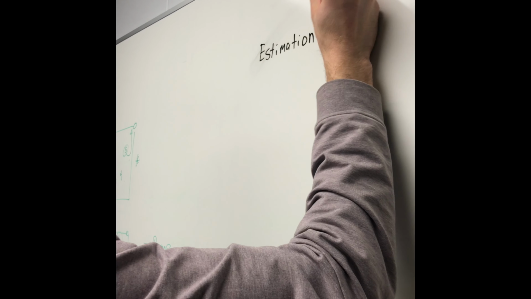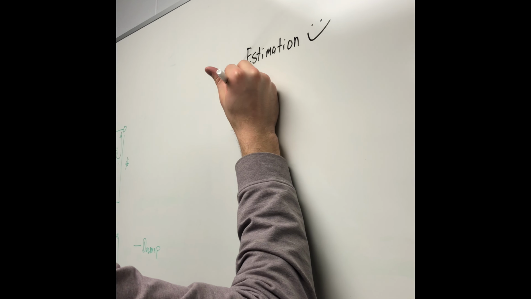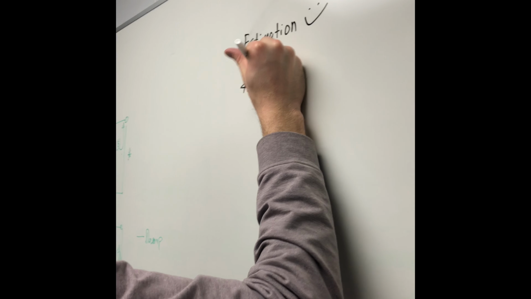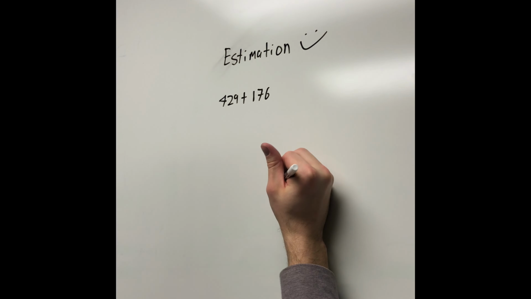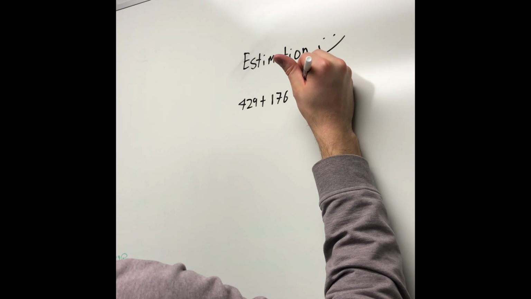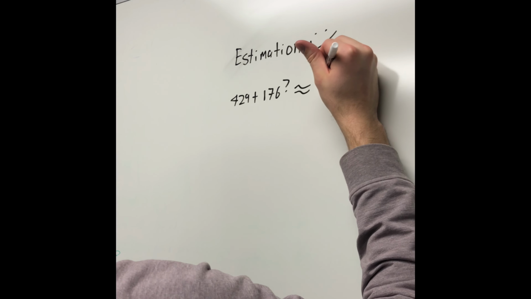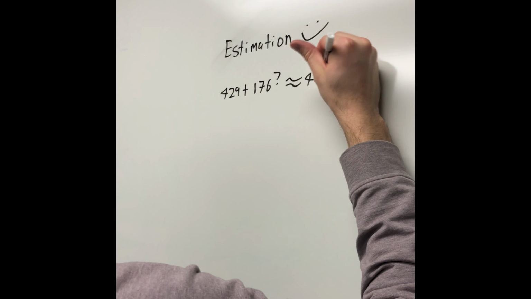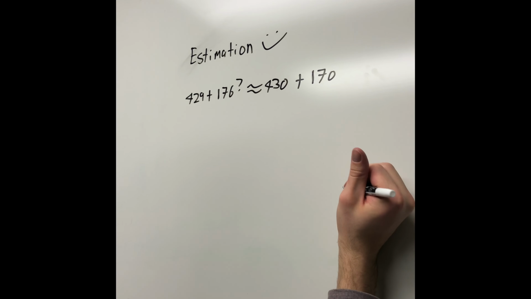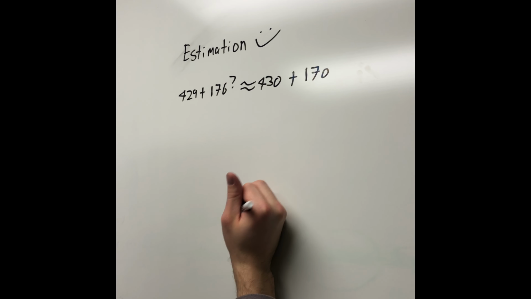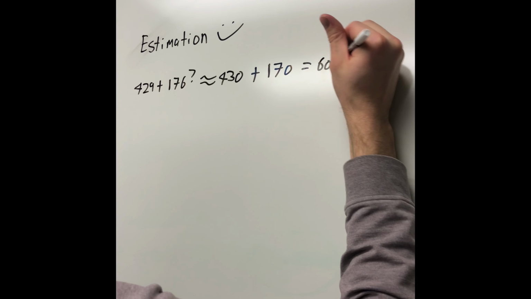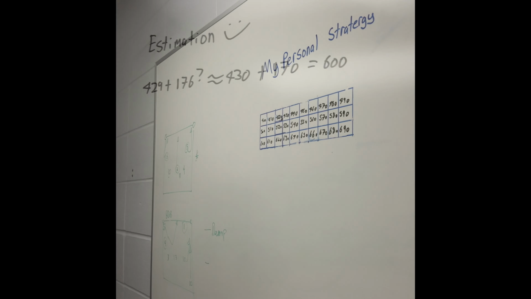So we are going to start off with the estimation for the sum of 429 plus 176. So how we're going to round this up is, as you can see on the board, I'm going to approximate this to 430 plus 170, because we're pretty close to both of those numbers. So then we do the quick math, calculate that up, and we come up with an answer of 600.